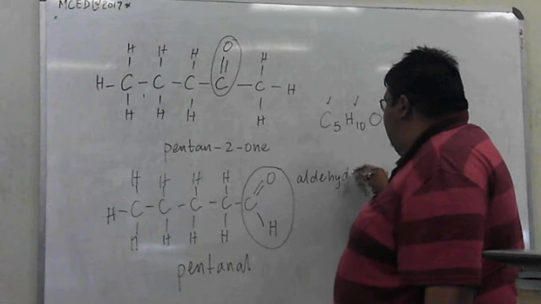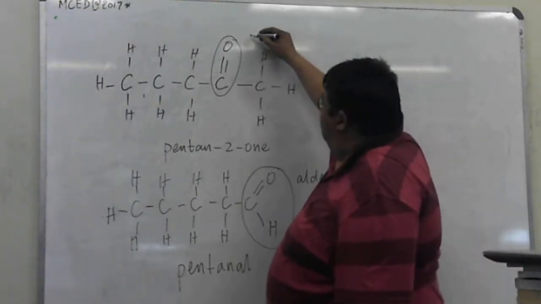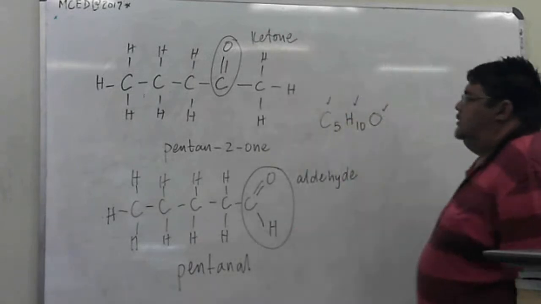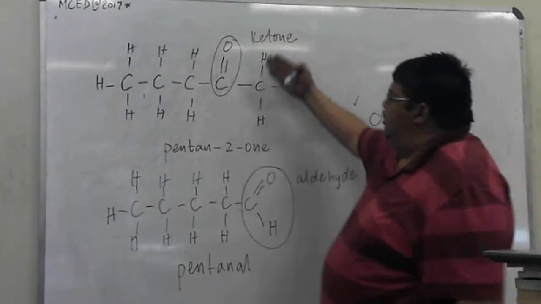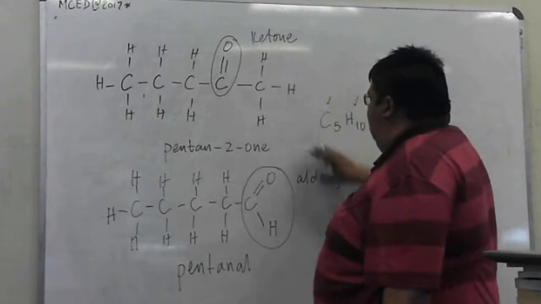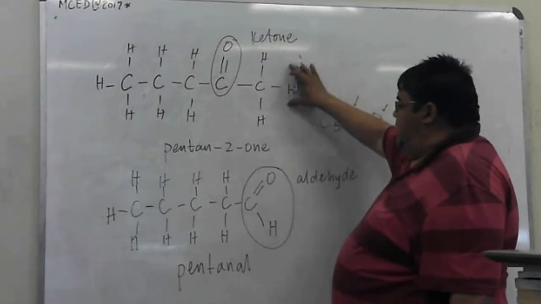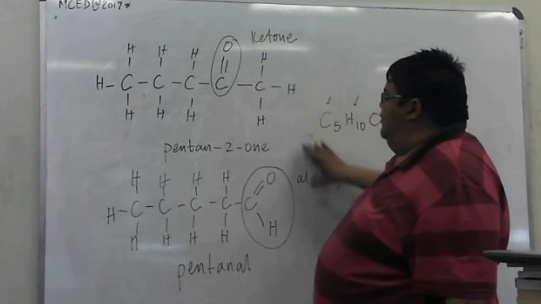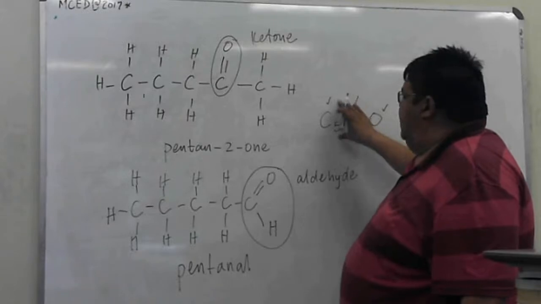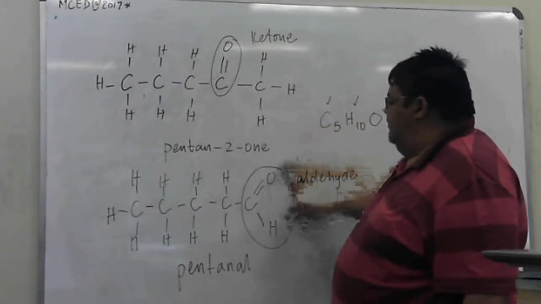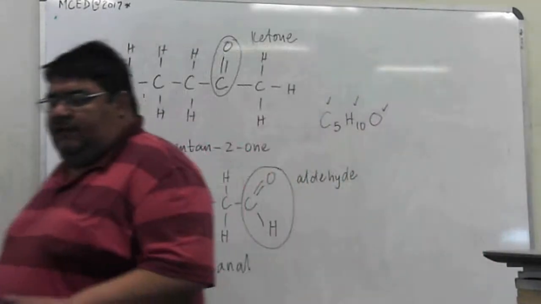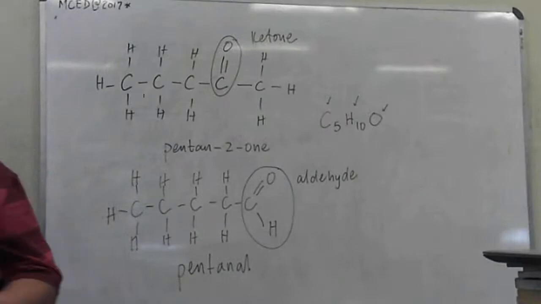And because they are different homologous series, they are different functional groups. They are called functional isomers. Because the one is a ketone, the one is an aldehyde. They are different types of organic compounds, but they have the same molecular formula. So a functional isomer, same molecular formula, different structural formula, but also different functional groups, and therefore they are called functional isomers.